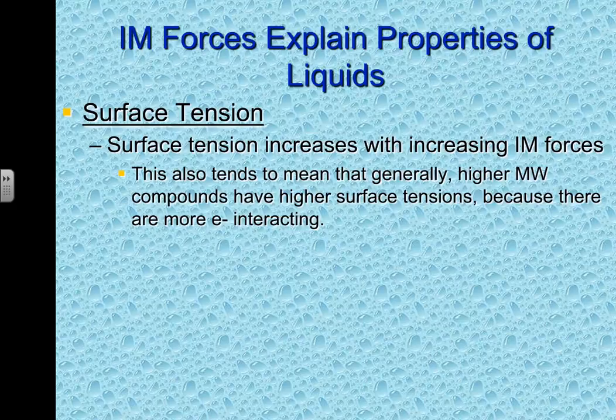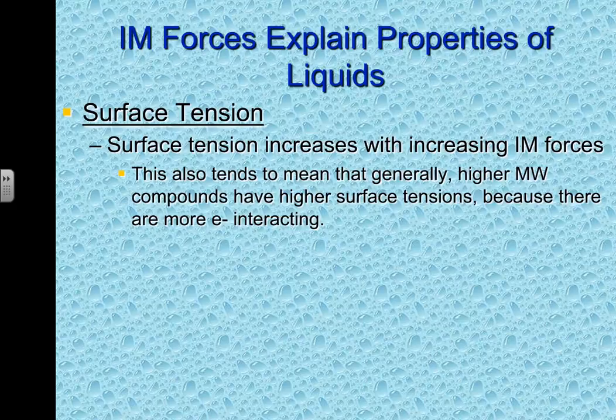So again, surface tension. Surface tension can increase with increasing intermolecular forces. Okay, I guess that's not another thing. That's the same thing we talked about. This also tends to mean that generally higher molecular weight compounds will have higher surface tensions because there are more electrons interacting, right? More electrons mean more London dispersion forces, which means increasing intermolecular forces, which would lead to increased surface tension.